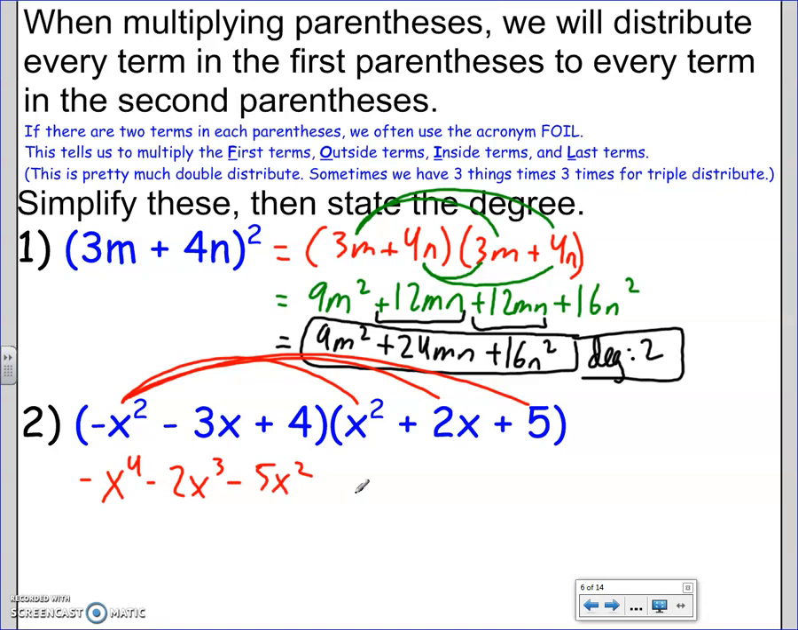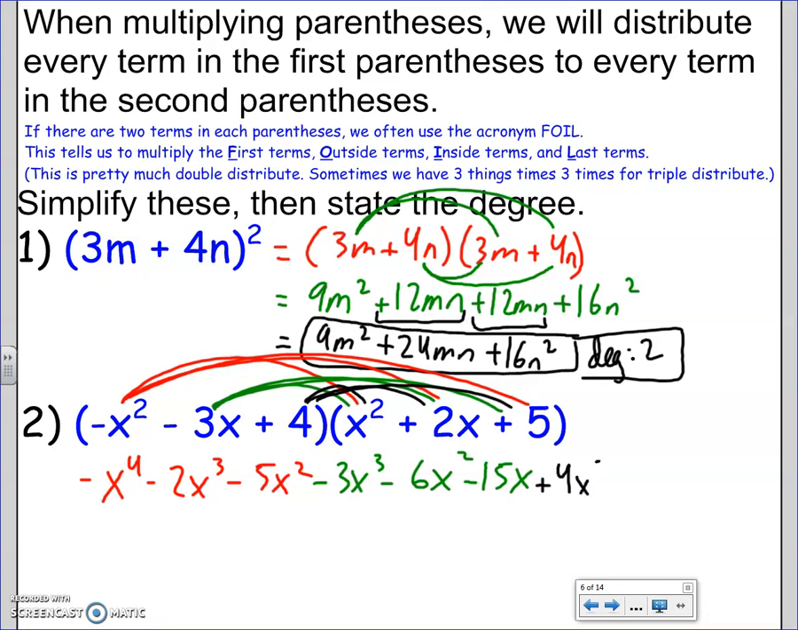Alright, then I'm going to do these next 3. I'm just doing negative 3x. That's negative 3x cubed minus 6x squared minus 15x. And then I'll do this one, 4 times all 3 of these. So I get positive 4x squared plus 8x plus 20.